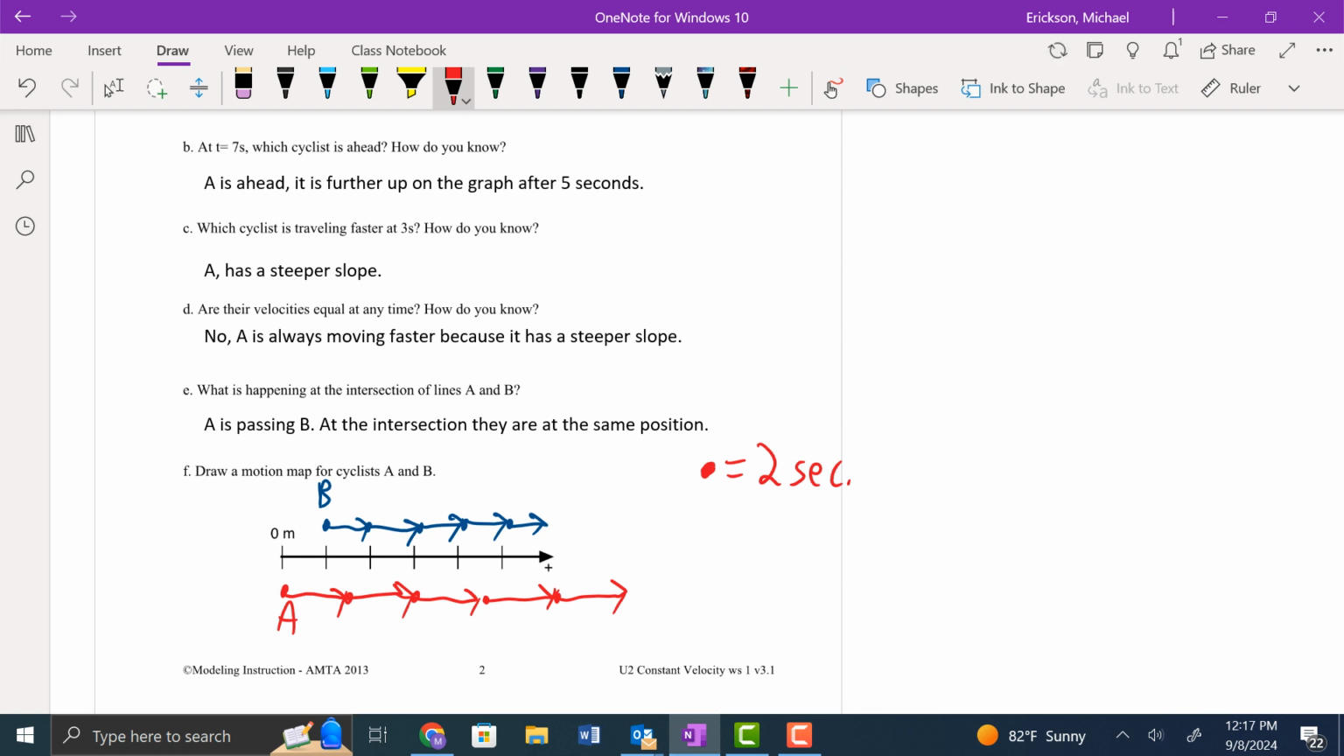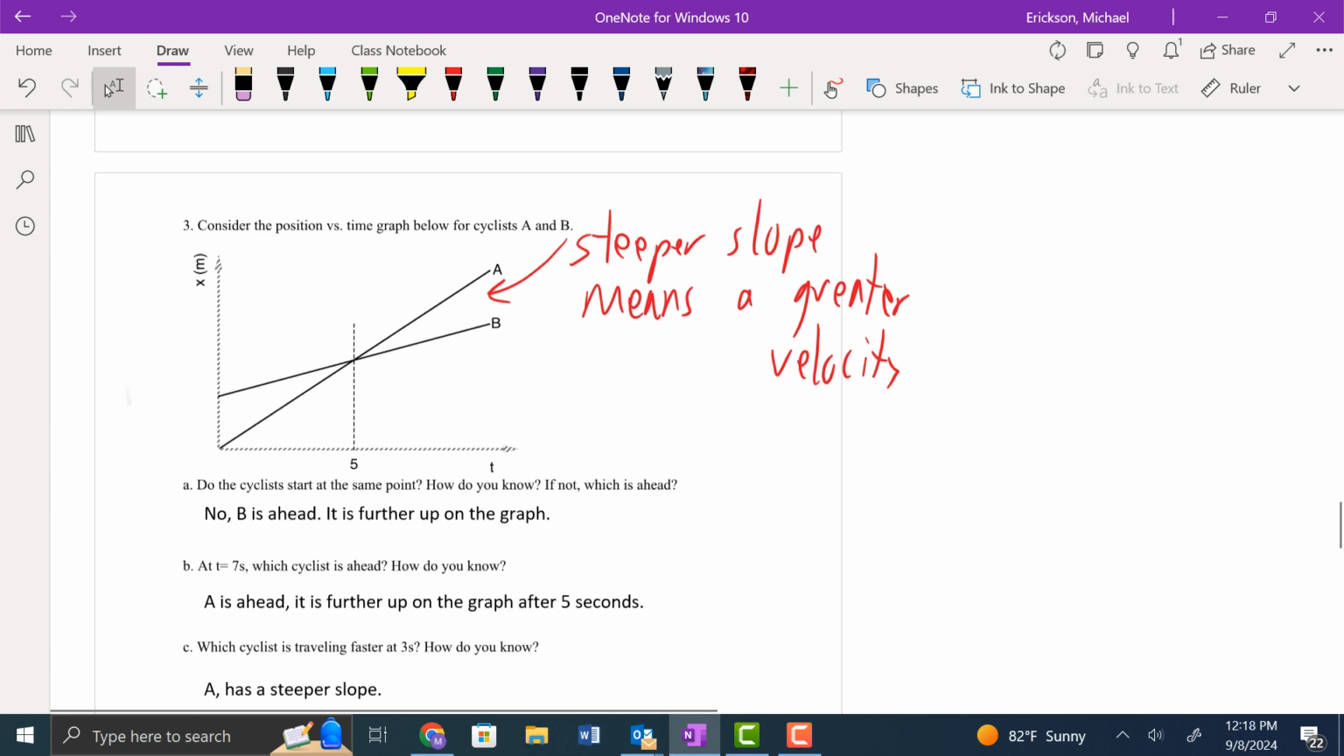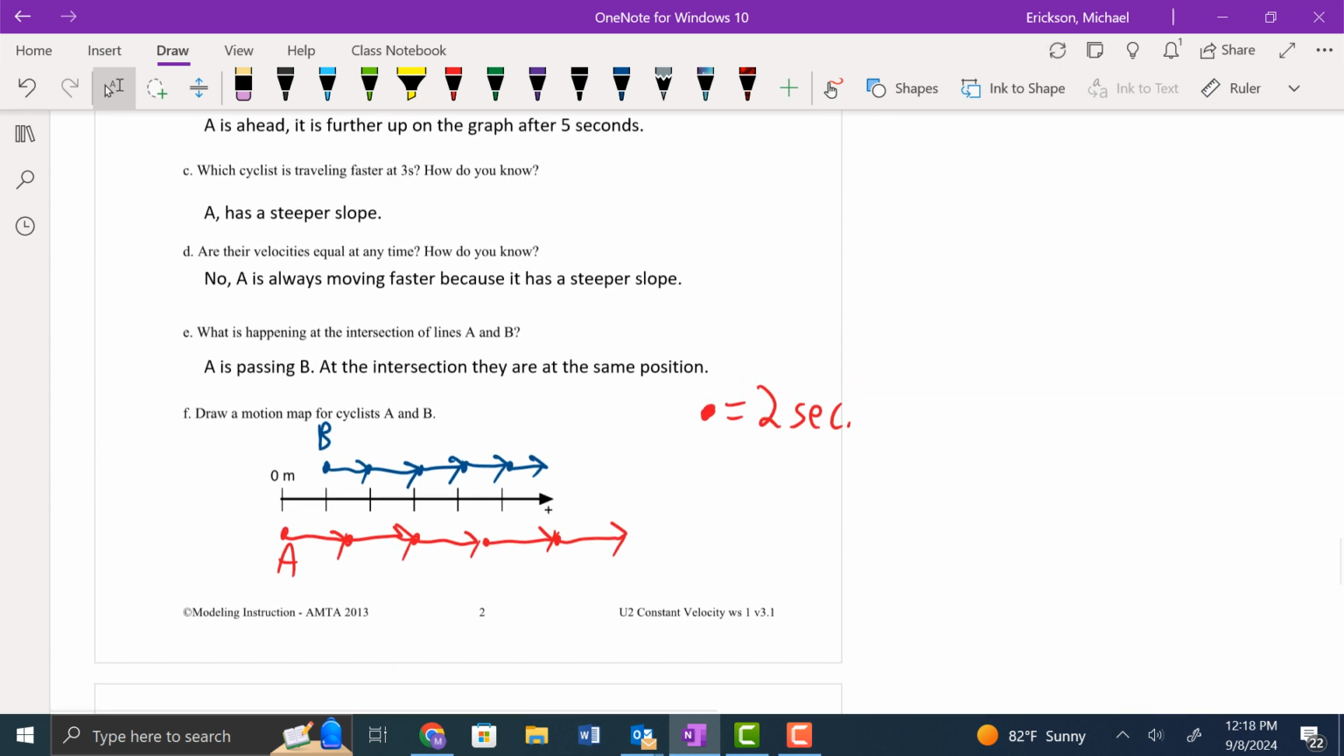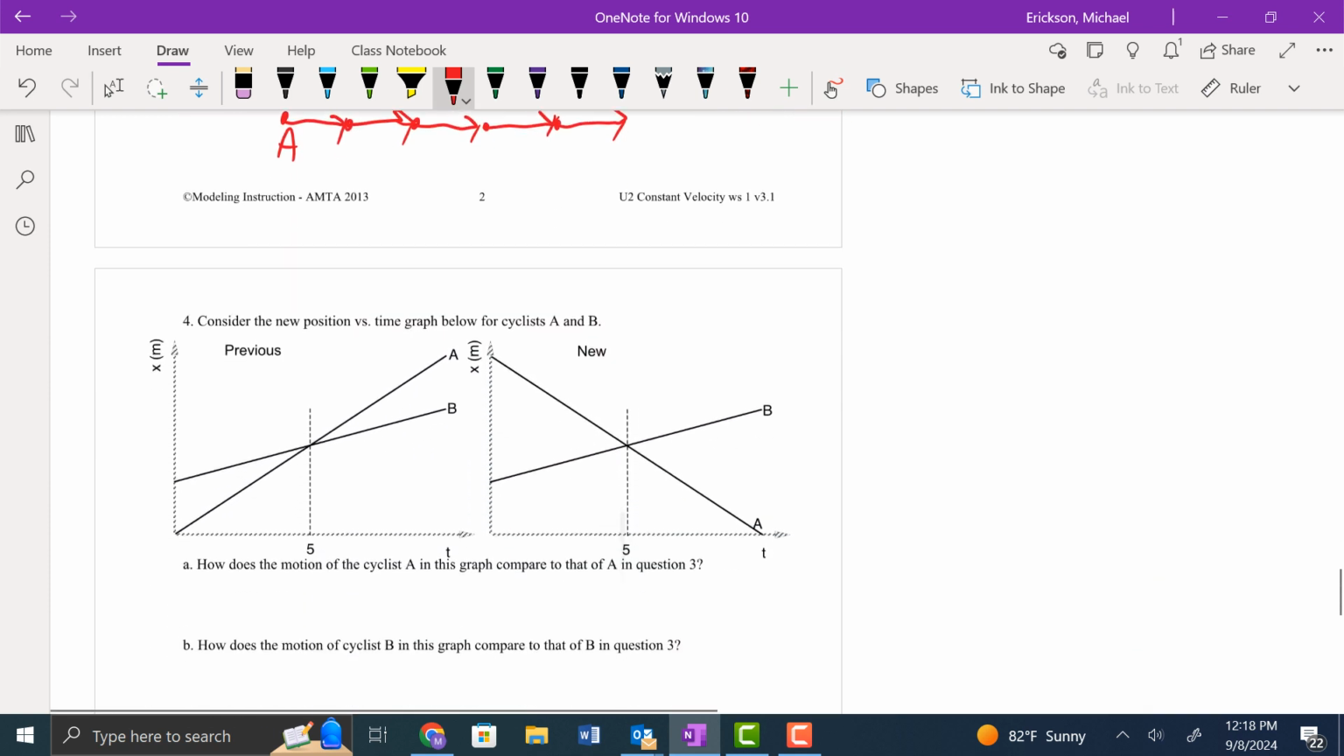All right, this is my completed motion map. Not the prettiest one, but you can see here by the end, A gets ahead of B, which is what actually happens. When there's no numbers, I wouldn't focus too much on making it exact. The only thing you have to be exact about is the amount of seconds. There are 5 dots for B, so that's 10 seconds. 5 dots for A, that's also 10 seconds. So good. Now let's work on this one.